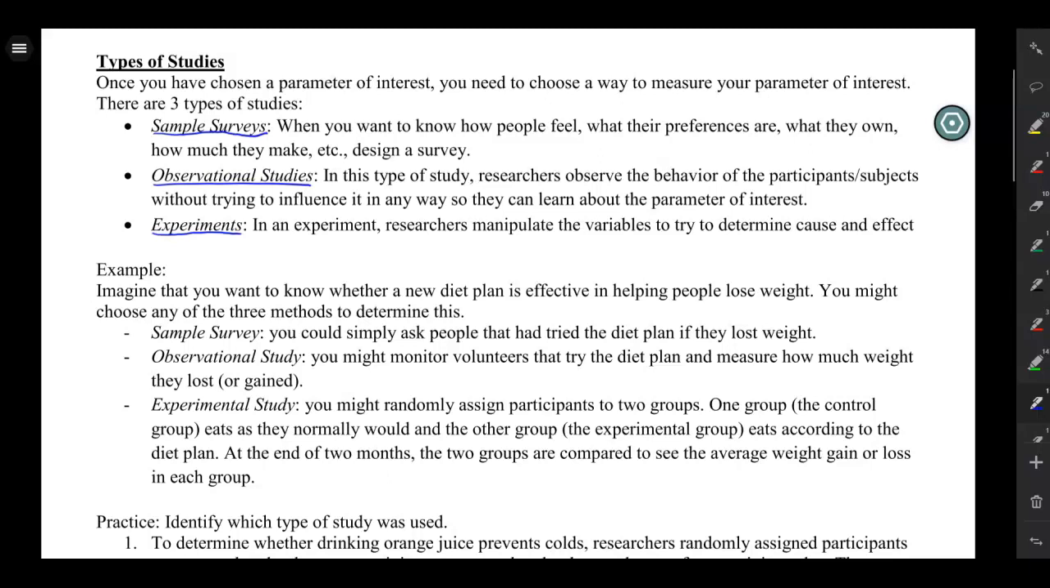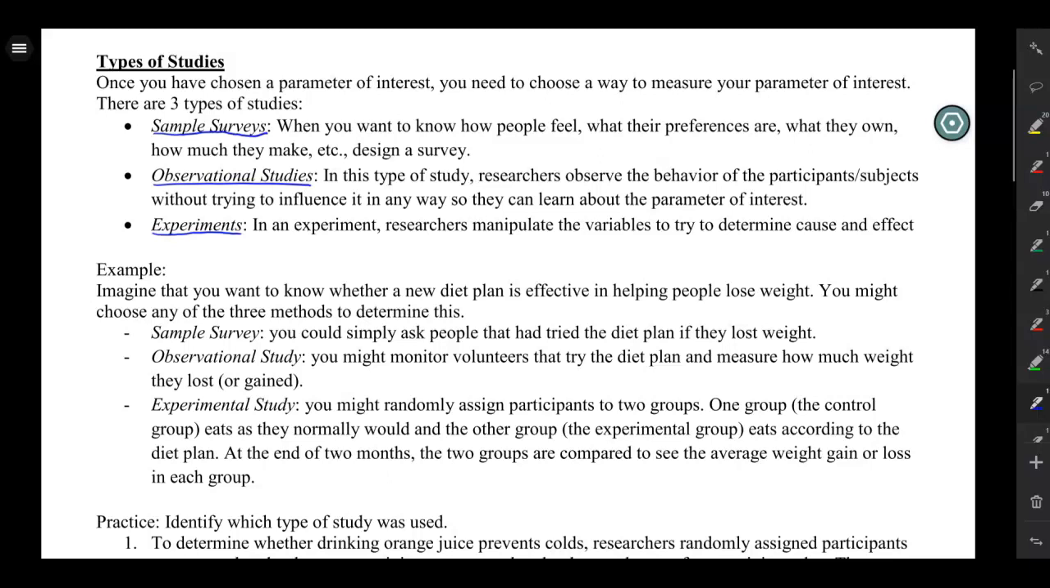In an experimental study, you're going to take your whole group of participants and randomly assign them to two groups. The first group is the control group, and they're just going to eat normally. They're not going to do the diet. The other group is the experiment group, and they're going to eat according to the diet plan. Then at the end of the 2 months, the two groups can be compared, and you might look at the average weight gain or loss of each group. You're just going to look at comparisons and differences between what happened with both of those groups.